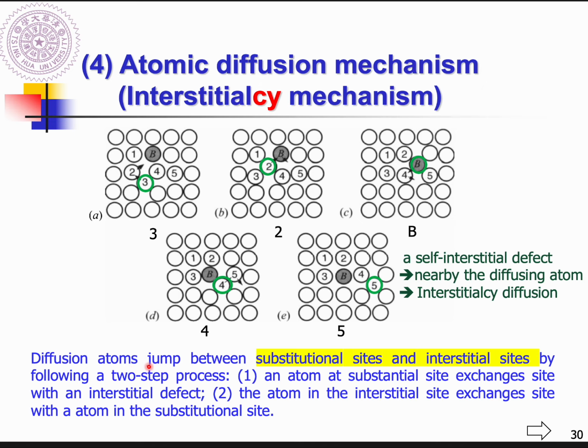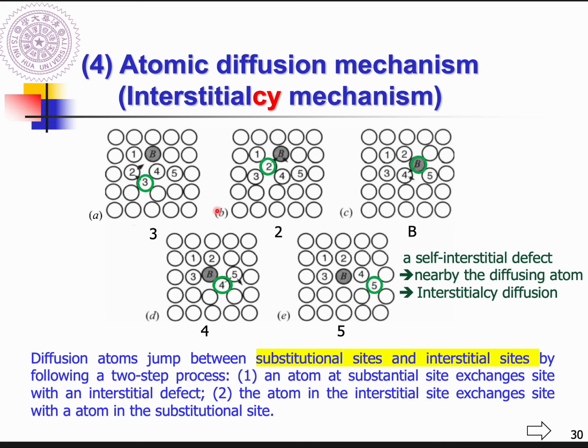The diffusing atom jumps between a substitutional site and an interstitial site by following a two-step process. The first is that the atom at the substitutional site exchanges with an interstitial defect. And the second is that the atom in the interstitial defect exchanges location with an atom at a substitutional site. Briefly, the atom jumps between a substitutional site and an interstitial site.